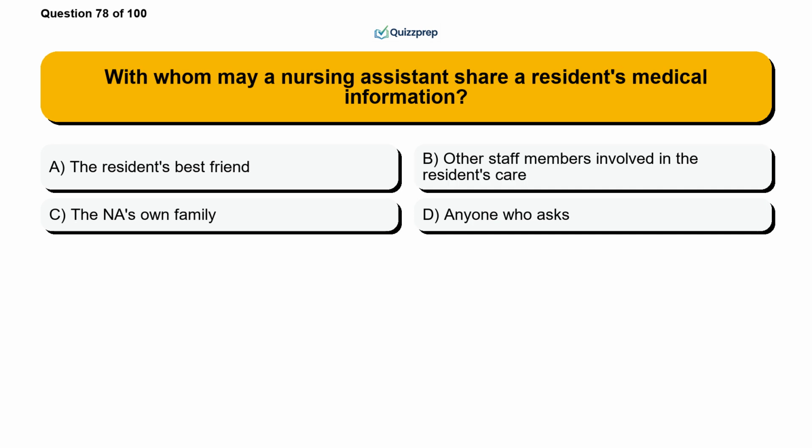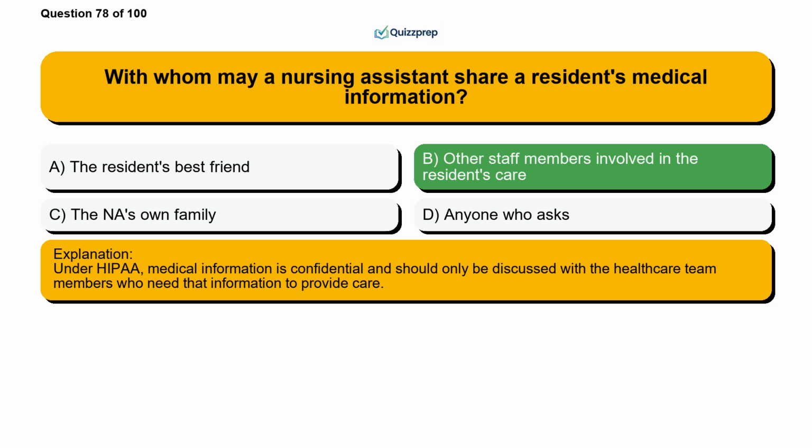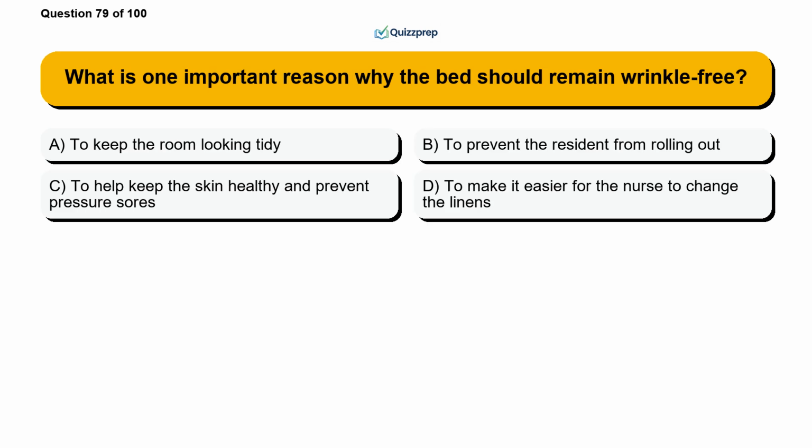Question 78. With whom may a nursing assistant share a resident's medical information? Option A, the resident's best friend. Option B, other staff members involved in the resident's care. Option C, the NA's own family. Option D, anyone who asks. The correct answer is option B, other staff members involved in the resident's care. Under HIPAA, medical information is confidential and should only be discussed with the healthcare team members who need that information to provide care.